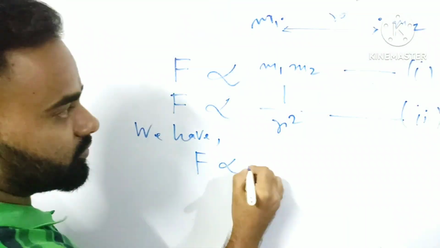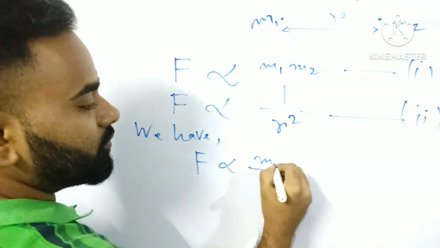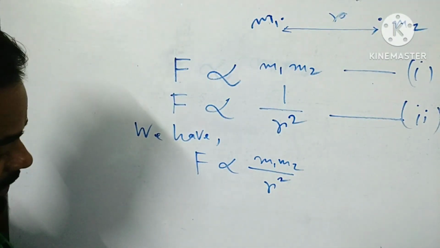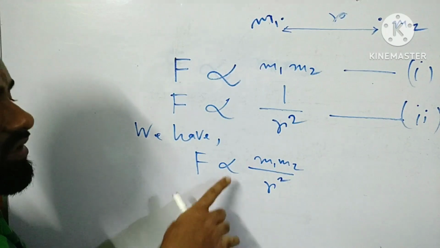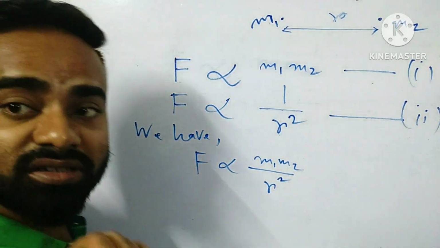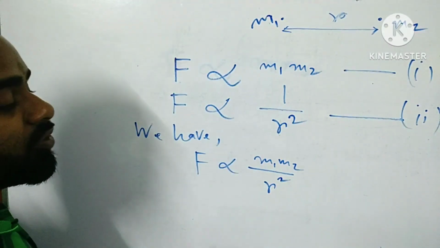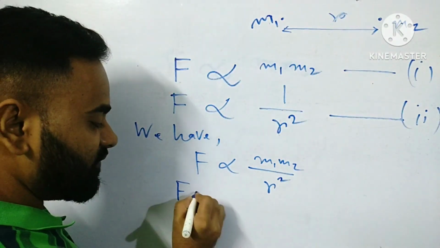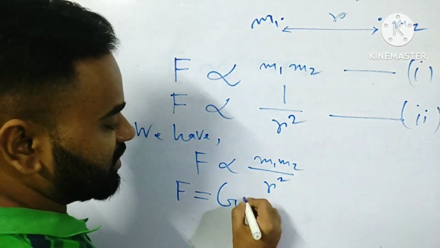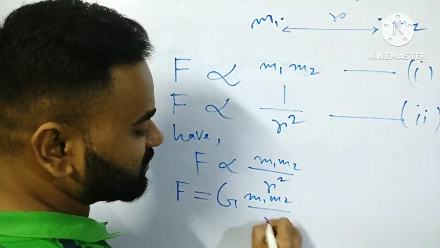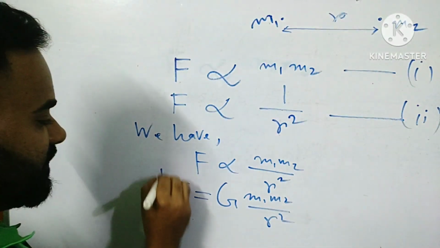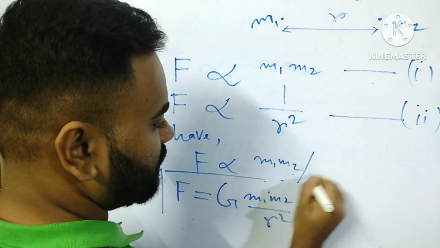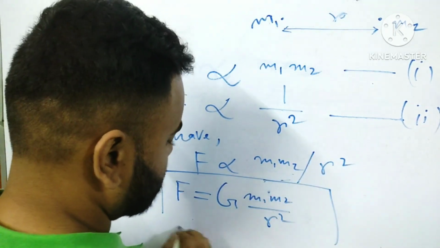F is proportional to M1 M2 by r square, and if we want to convert the proportionality sign into an equality sign, then we have to bring in a constant which is denoted by capital G. So F equals capital G into M1 M2 by r square. This is the definite mathematical expression of the universal law of gravitation.